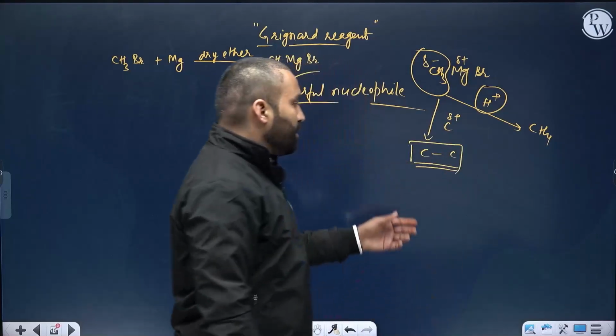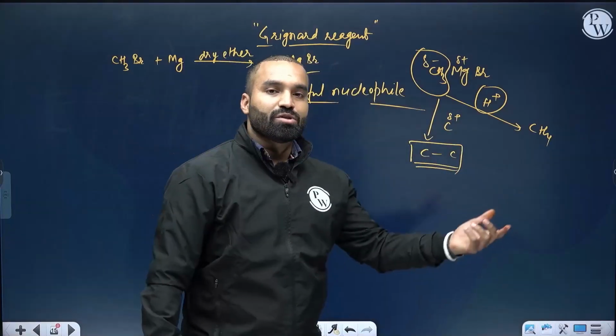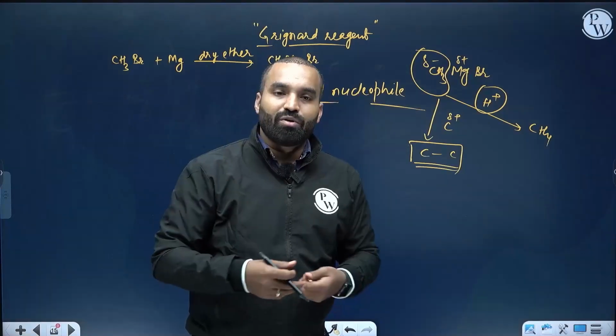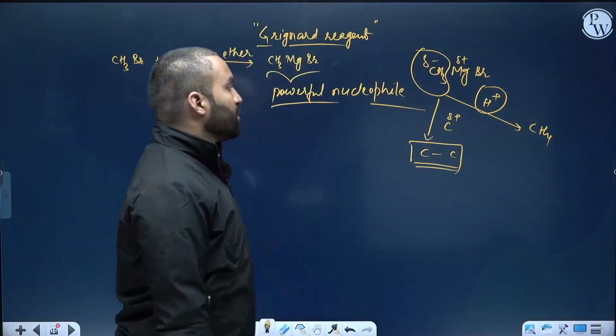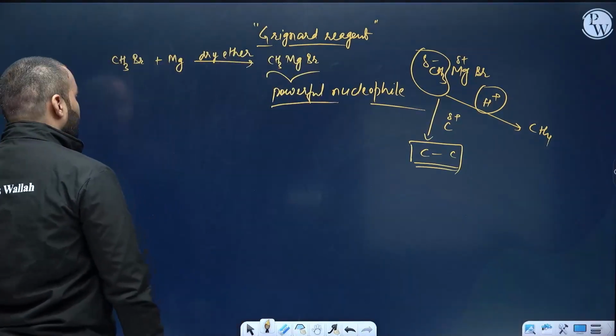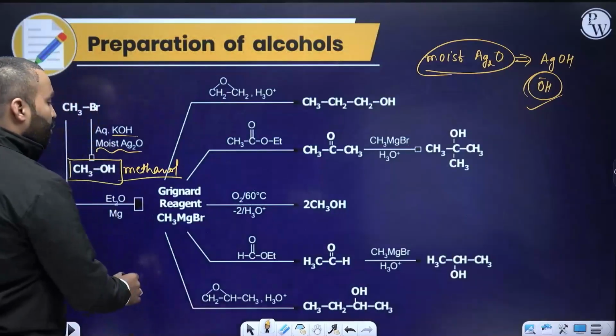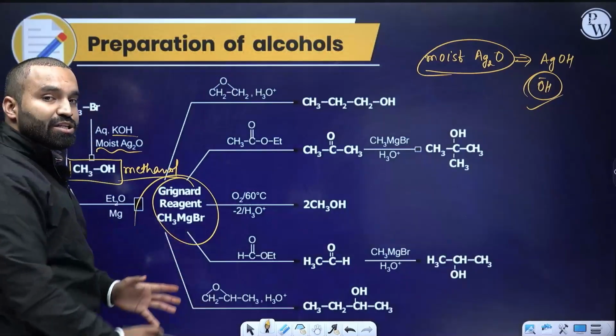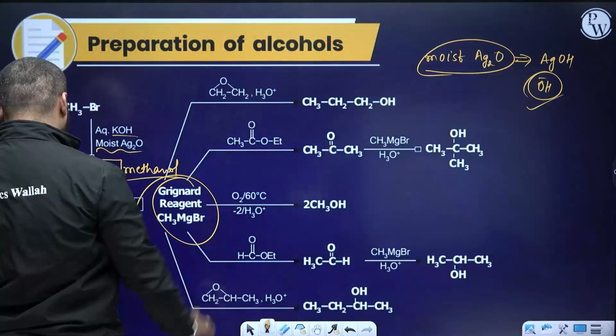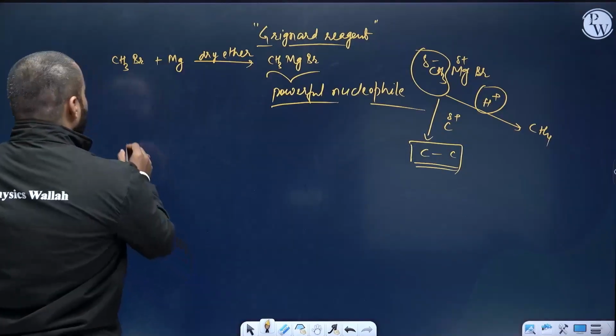This becomes the foundation of entire organic chemistry. What do we do in organic chemistry? We make carbon-carbon bonds. So this becomes an important molecule to make carbon-carbon bonds. So what are we going to do? We will be discussing various reactions starting from Grignard reagent. Let's take first of it, attack on epoxide.